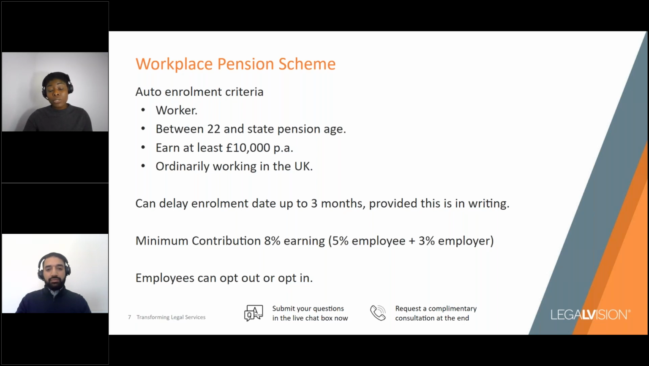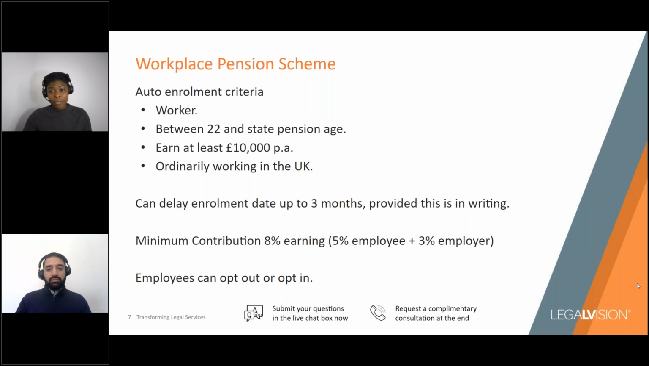Also, the other thing to note is that if an employee chooses to opt out, then you're required to automatically re-enroll them every 3 years. You're counting every 3 years from when you first enrolled them. Usually we recommend that if you were to re-enroll an employee, let's say after the first 3 years, you should just write to them and let them know that you plan to re-enroll them in case they're still in the same position and they want to opt out again.